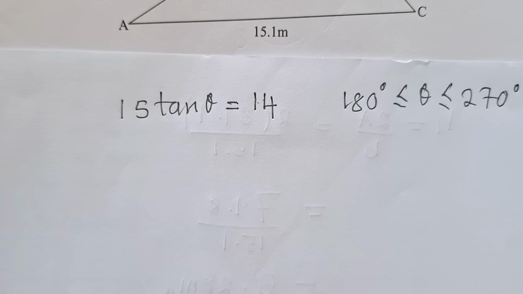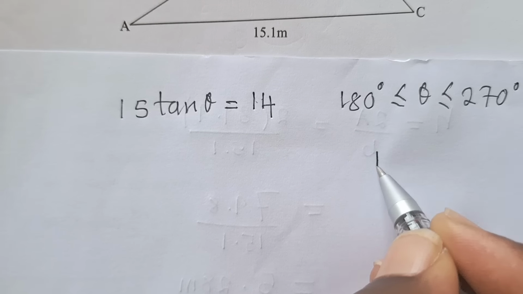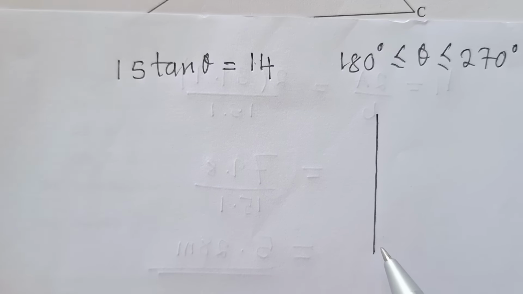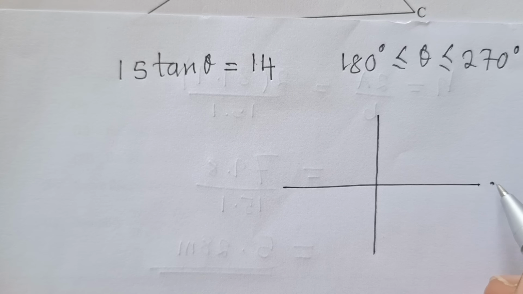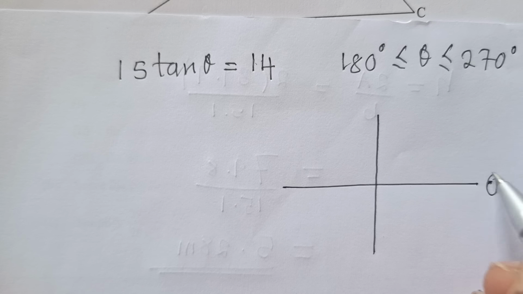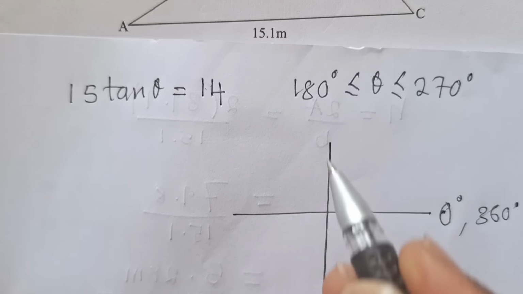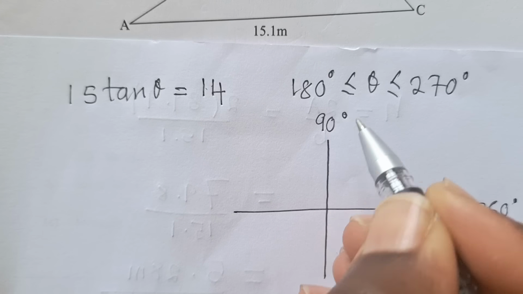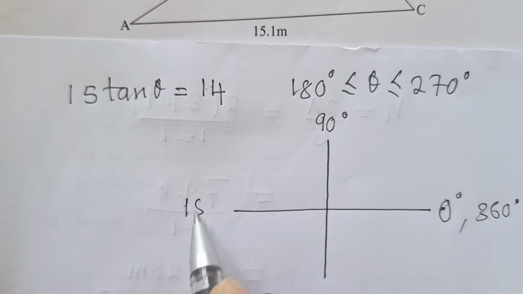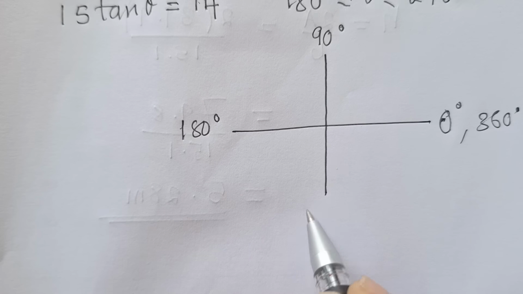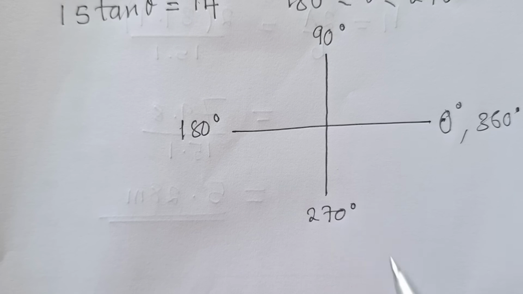And I want you to understand something before we calculate. So this is how we do it. So this is 0 degrees or 360 degrees. And here you need to know that it's 90 degrees. Here it's 180 degrees. Here it's 270 degrees.